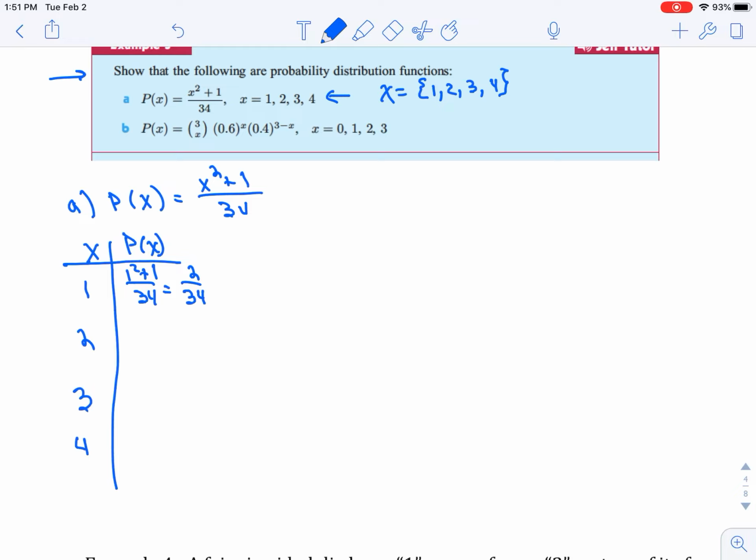So now if I sub in 2, I have 2 squared plus 1 over 34. So it looks like that's going to be 5 34ths. The next one's going to be 3 squared, or 9 plus 1 over 34. So that one's going to be 10 34ths. The next one's going to be 16 plus 1 over 34, or 17 34ths.